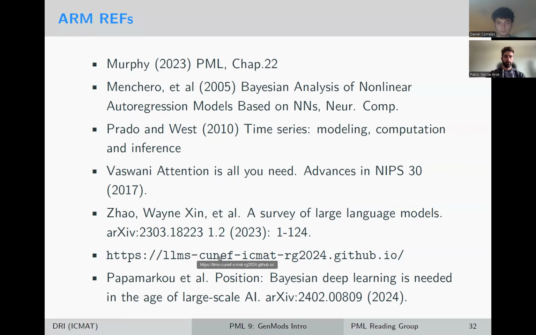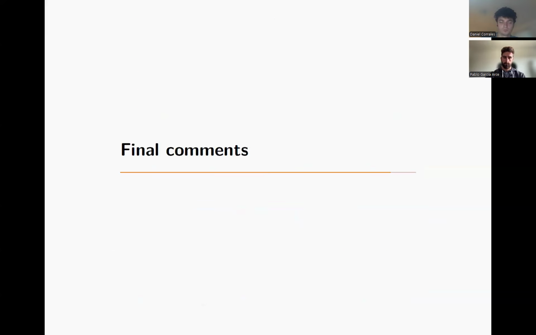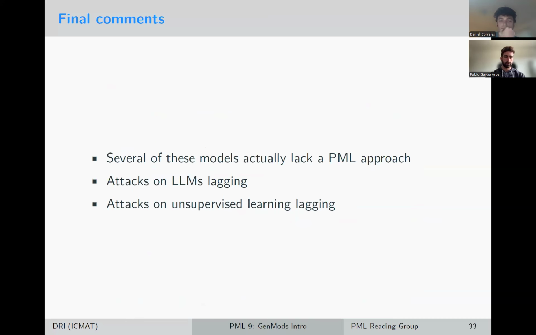The sessions that we did on LLMs, which are studied in full detail, and some interesting paper. It doesn't say much from a Bayesian point of view. There's not much new, but it's telling this community to adopt a Bayesian approach. So, final comments, some problems. As I said, some of these models actually lack a PML approach.